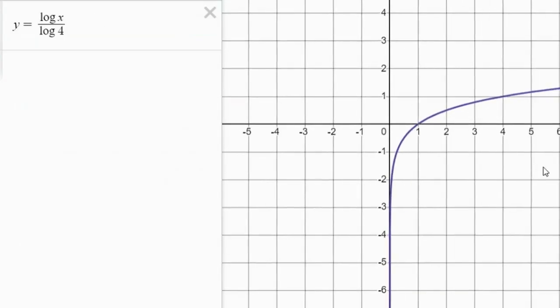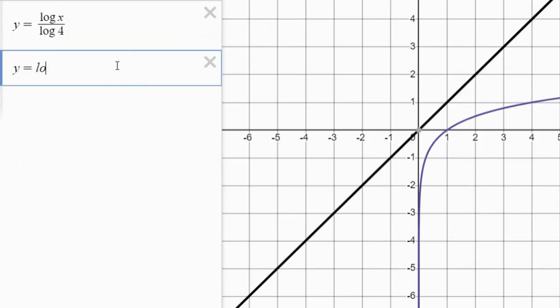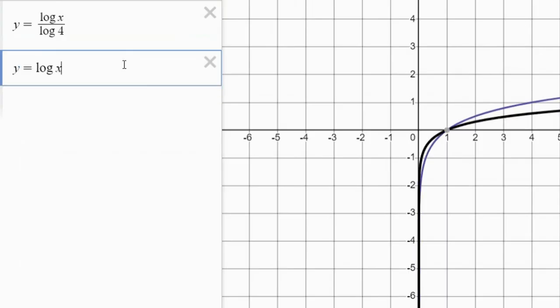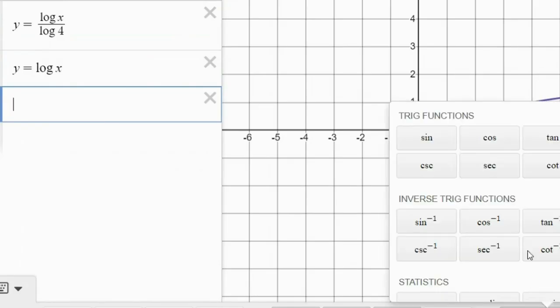Now this looks a lot like the original one we had. Let's put the log x on there, base 10. See, it is a little different. The black one is the normal base 10. Base 4 got a different curve to it. Different curve.